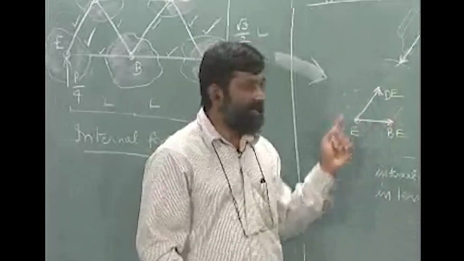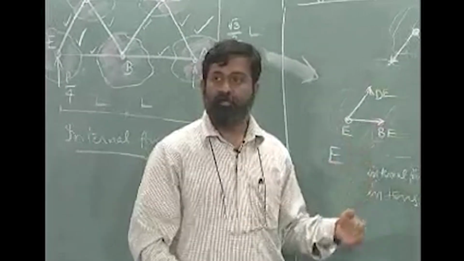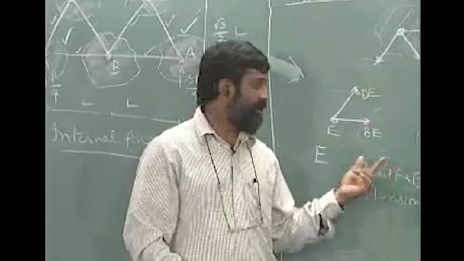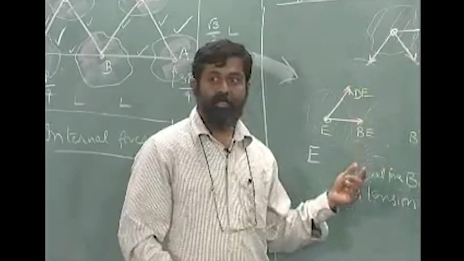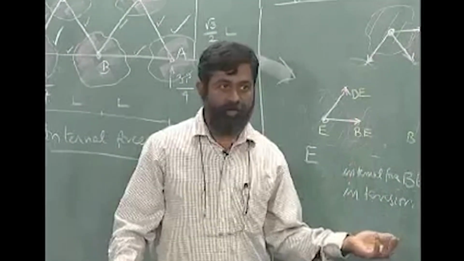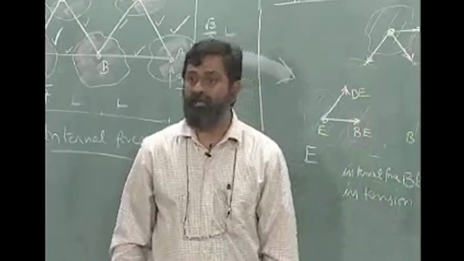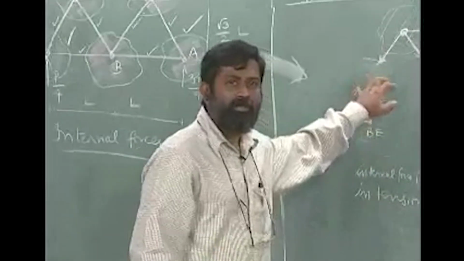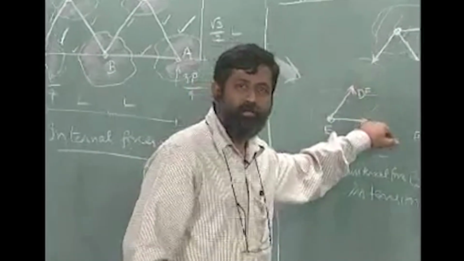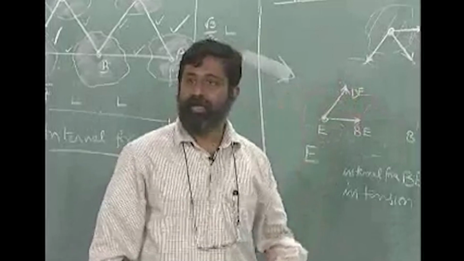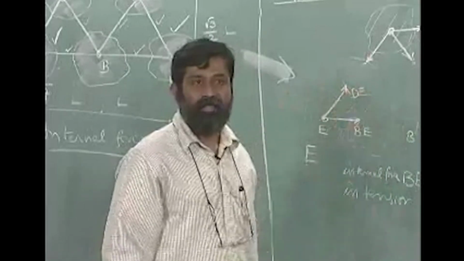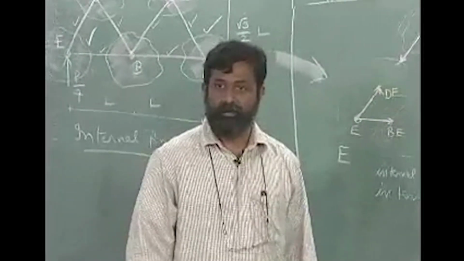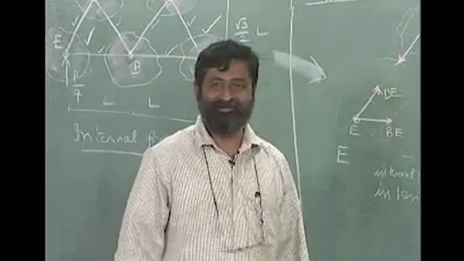Okay. And if I get a negative value for any one of these, for example BE, if I get a negative value for BE, it means that that member is in compression, as simple as that. Okay, this is one of the simplest things, but yet people make lots of mistakes in inserting this particular sign.